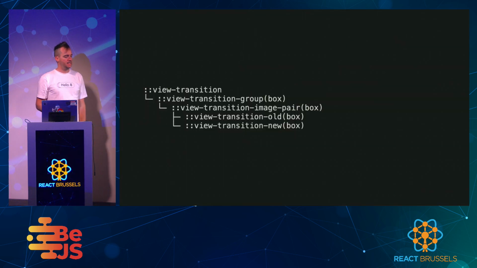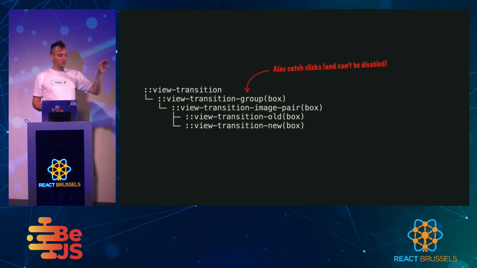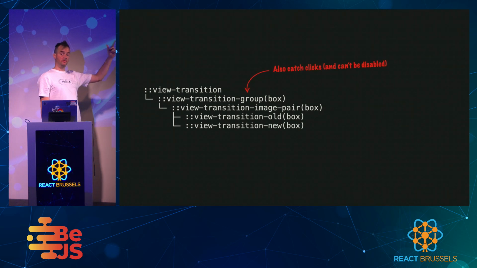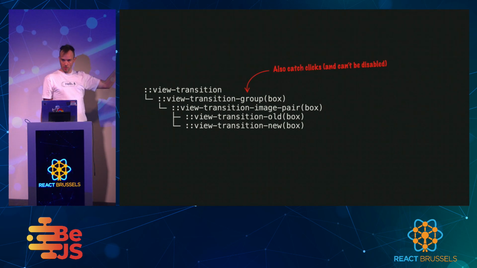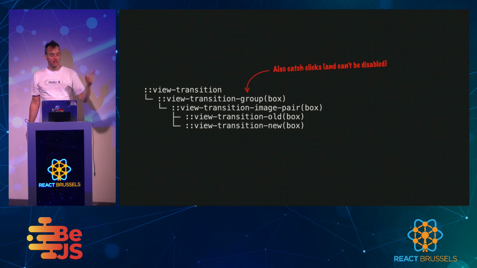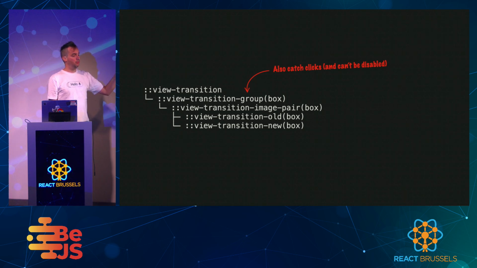So here, this is our pseudo tree. One note with that is that we have allowed the pointer events on the view transition overlay to fall through. That is possible. It is not possible to do that on the group. Remember when I said it's possible to morph a button into an image?